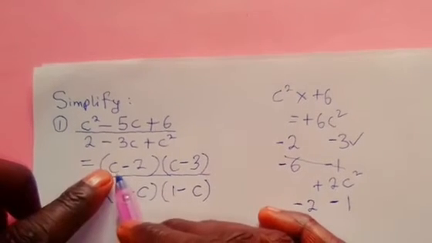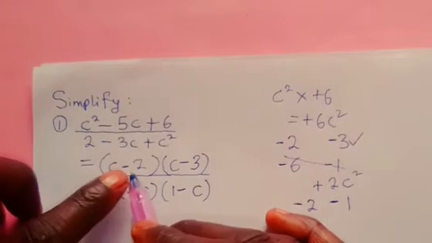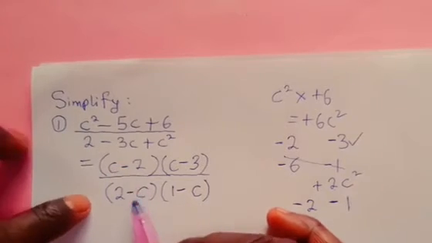See, we have positive c. Here we have minus c. Here we have 2, which is positive 2. Here we have minus 2. So which means the numbers are reversed.